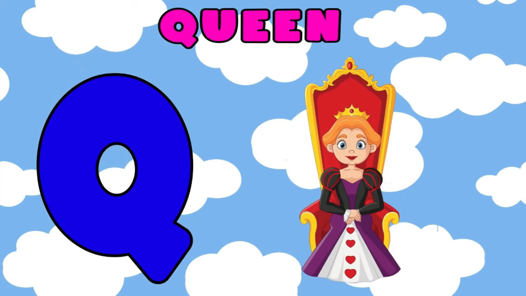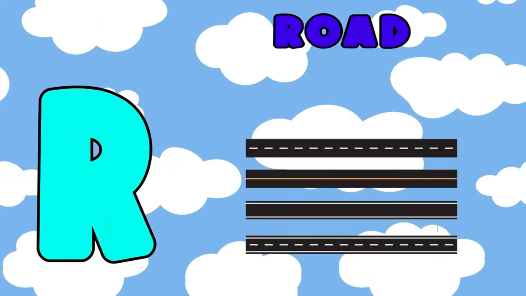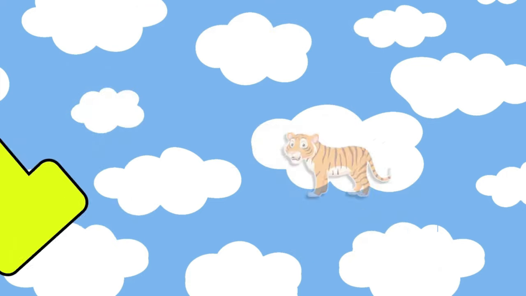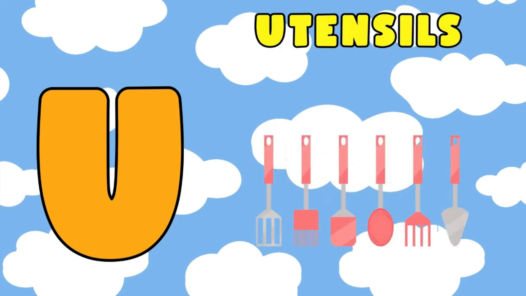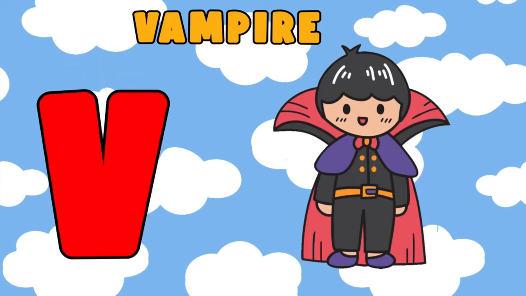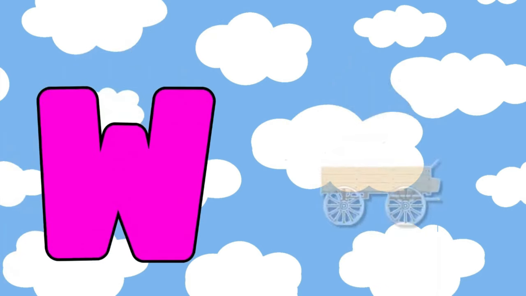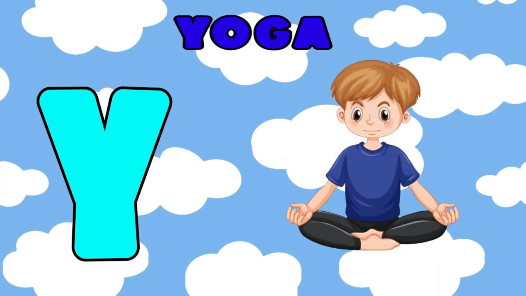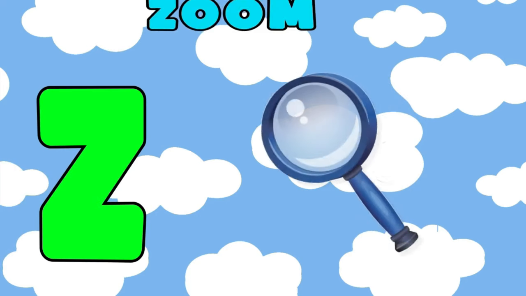Q for queen. R for road. S for Superman. T for tiger. U for utensils. V for vampire. W for wagon. X for wax. Y for yoga. Z for zoo.